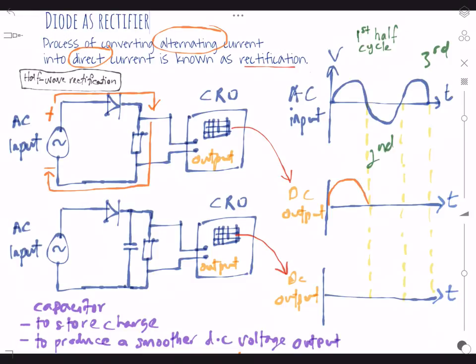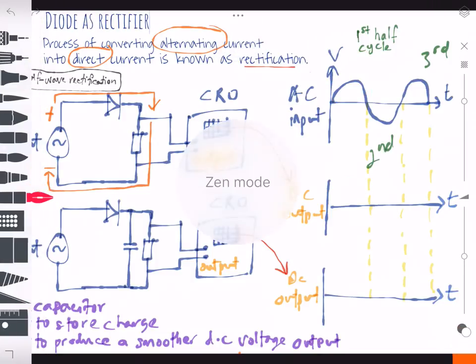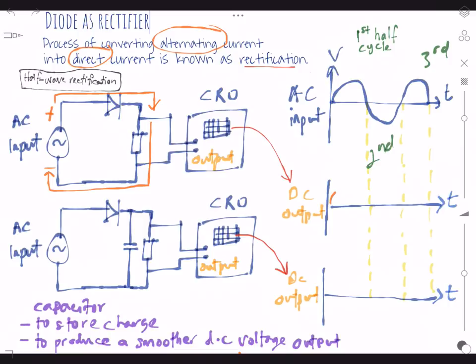Here's the voltage for the first half cycle. Here's the output. You can see here the voltage for input and output is the same. Okay, you can see the same output. Let us look at the second half cycle.